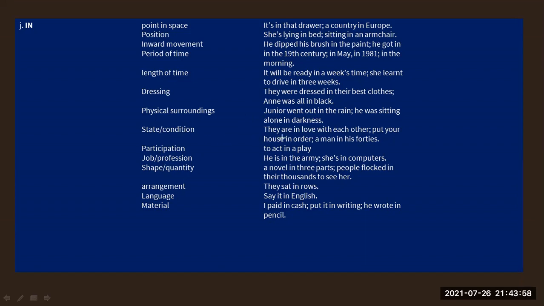For example, they are in love with each other. That's their condition, the state of their feeling at that point in time. Put your house in order. That's the condition of your house. A man in his 40s. All right, that is his state of existence. A man in his 40s.